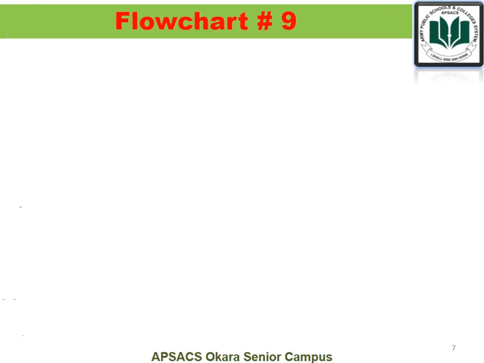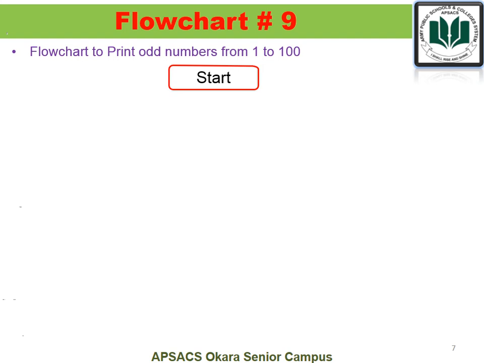So now flowchart number 9. Flowchart to print odd numbers from 1 to 100. We have already discussed the algorithm for this problem as well. So now we will discuss the flowchart. First step, start, and for this case there is no input, so I have not used the input symbol here.